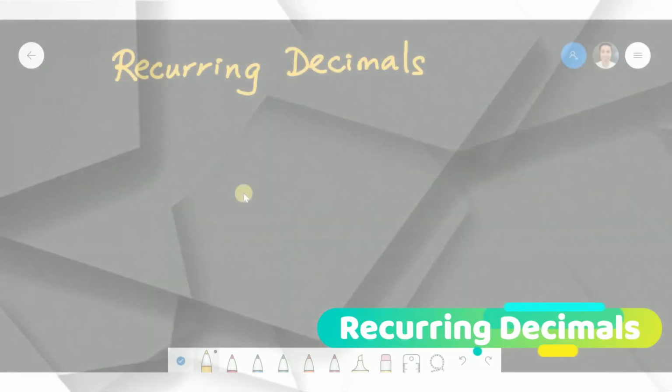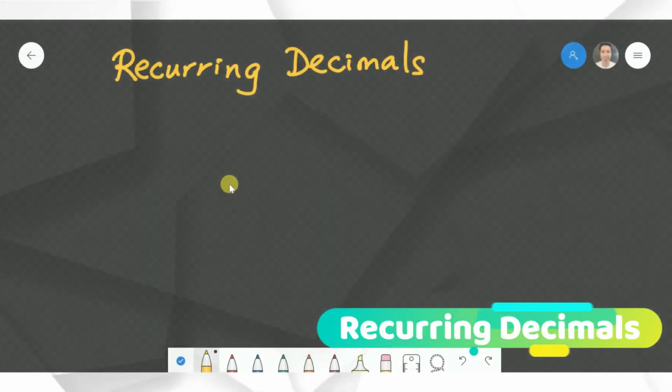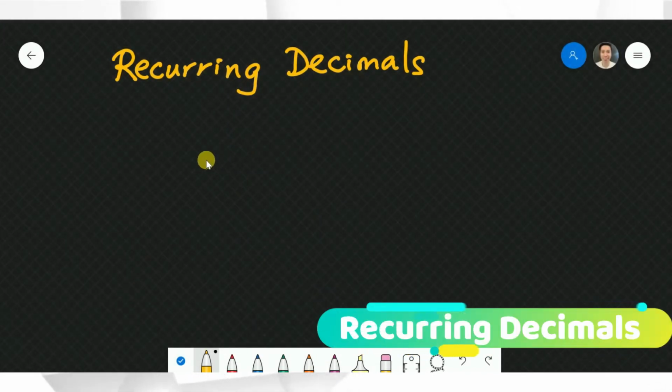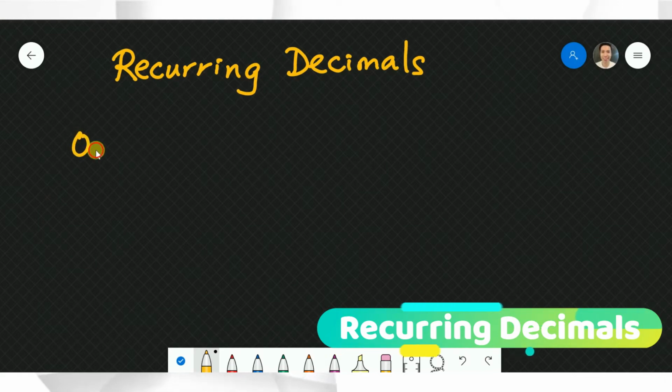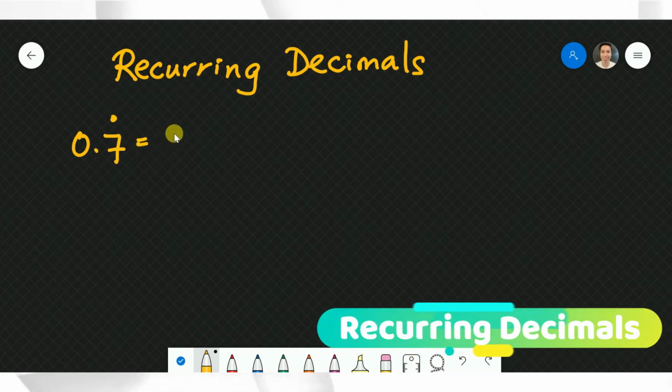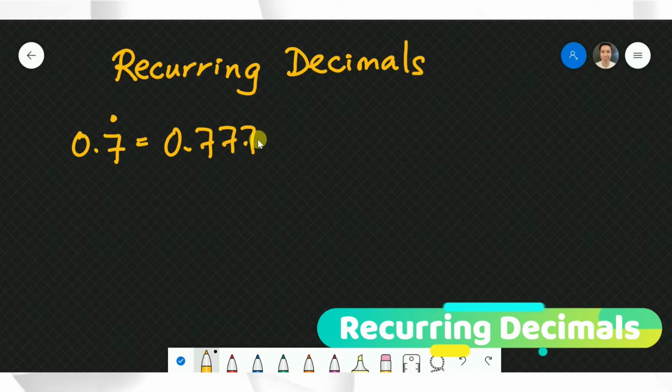Let's start now. For those who are not sure what a recurring decimal is, let me explain it here. If I have 0.7 and on top of the 7 we have a dot, it means that this 7 is repeated many times. We can write it as 0.7777 and so on. Okay?